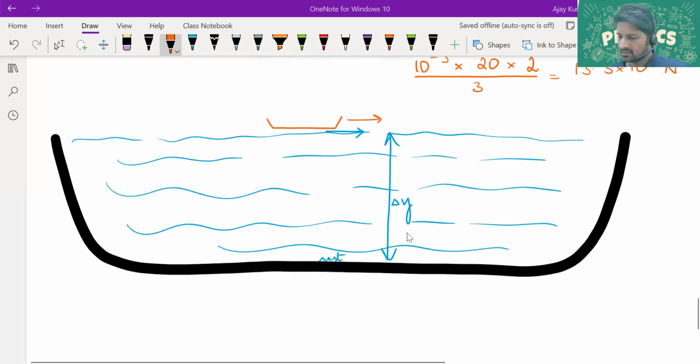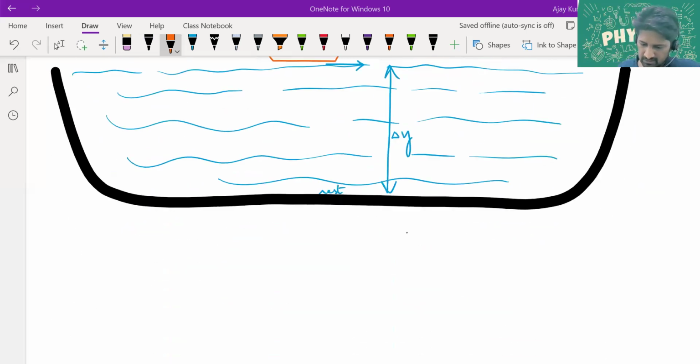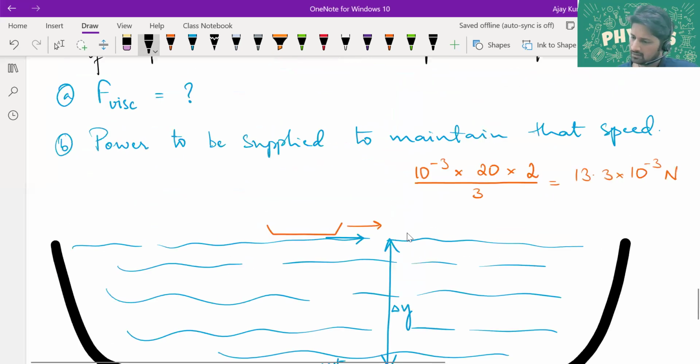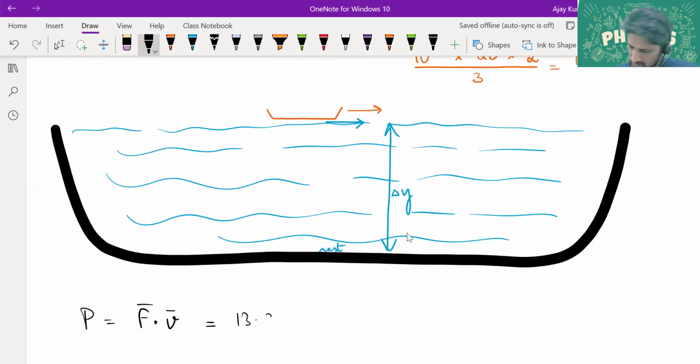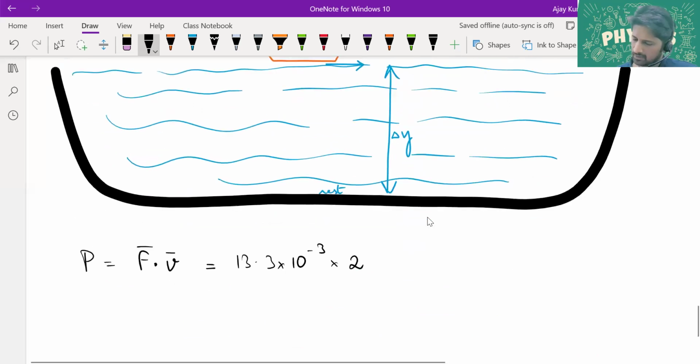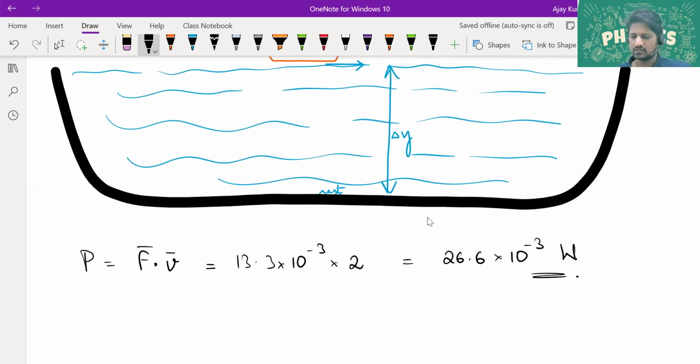Fine. So power delivered by the engine, we know power is F dot V. Force and velocity will be in the same direction. Then 13.3 into 10 power minus 3, and the boat is moving with speed 2 meters per second. So the power to be delivered is 26.6 or 26.7 into 10 power minus 3 watts. That's all. Okay, Aishwarya, is this clear? Any doubt in this?